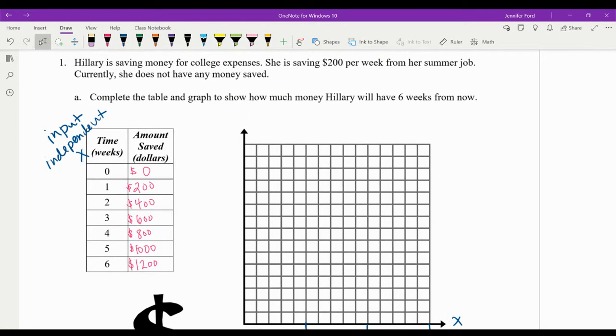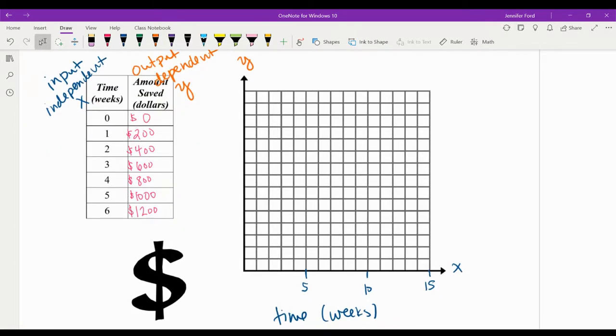And then the other side is the output, which is the dependent variable, which is the Y, and the Y goes on the vertical axis. So this one is going to be amount saved in dollars. And as long as you have the unit written in the label, then you don't need to put the units on your numbers on the graph, which makes things a little cleaner.